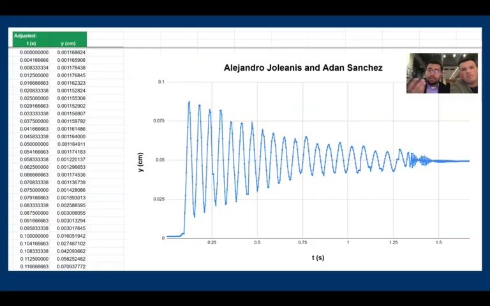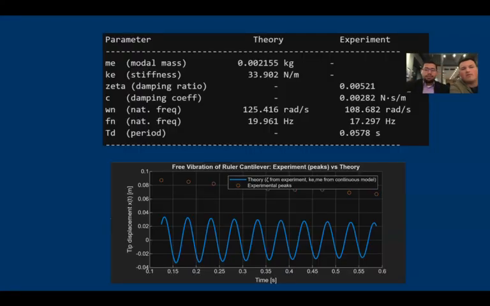And speaking of, this is what that data looks like, which is exactly what we want to get. Higher peaks at the beginning, lower peaks at the end, and they're oscillating near zero at that ending point. For this project, we used MATLAB to calculate everything. There were no hand calculations involved. And we found that the model mass is 0.002155, and the equivalent stiffness is 33.9002.